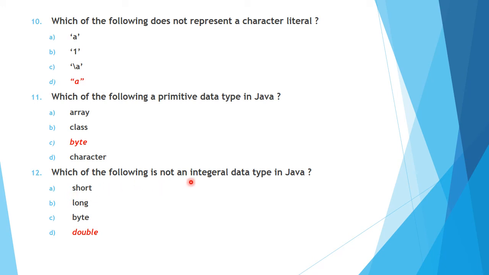Which of the following is not an integral data type in Java? Short, long, byte, double. Short, long, byte, these all can contain only integer values, but double cannot contain integer data. So the correct answer is double.